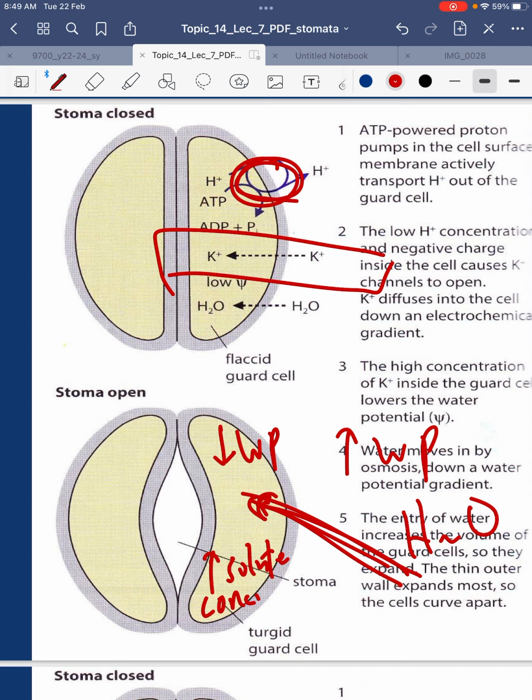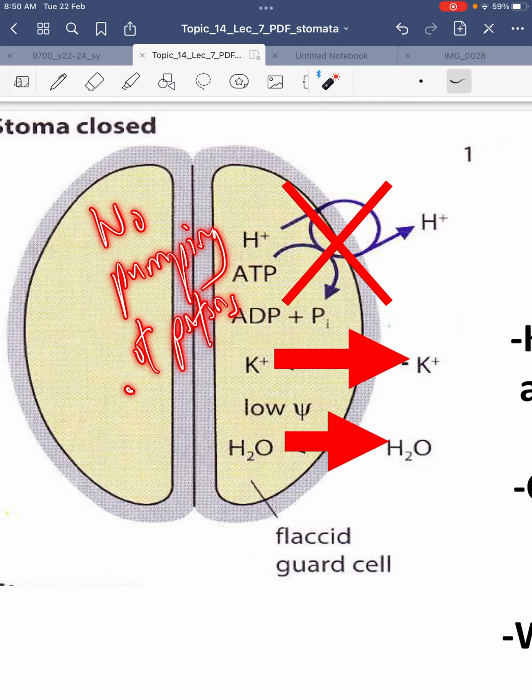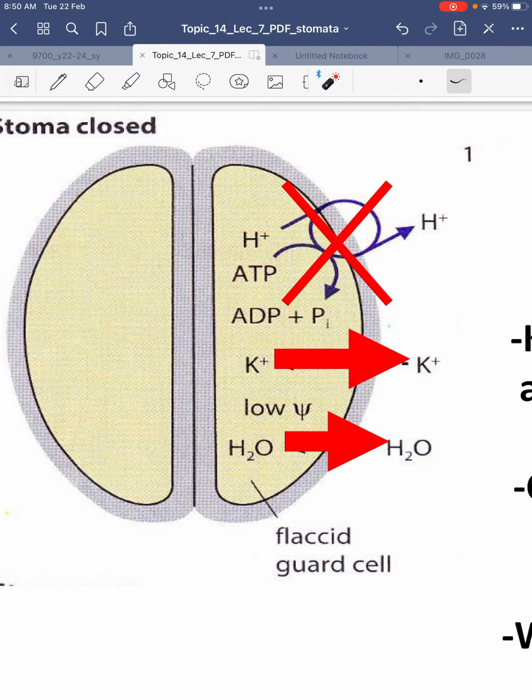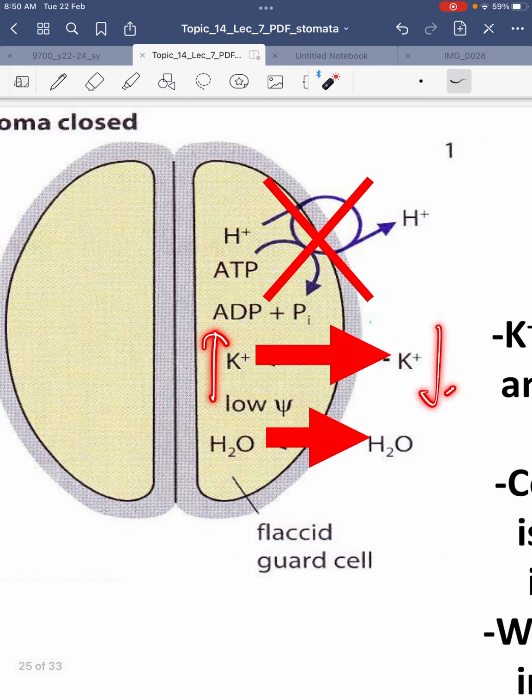No pumping of protons. Okay, now no pumping will lead to potassium leaving the gut cell to the surrounding environment, which is the epidermal cells. You have to remember that these are all epidermal cells surrounding it. No pumping means potassium will now leave, because there is high concentration inside and low concentration outside.